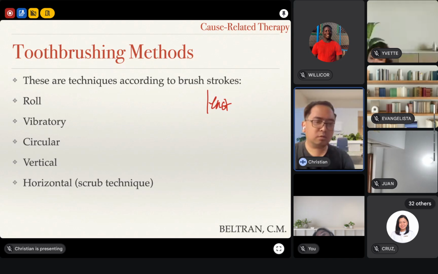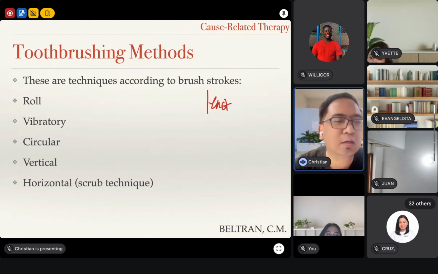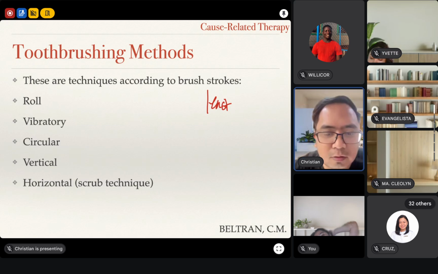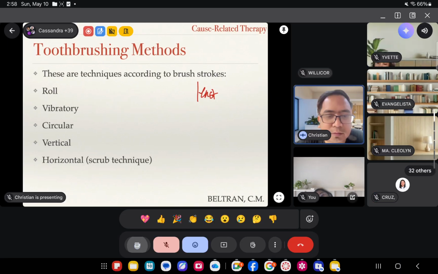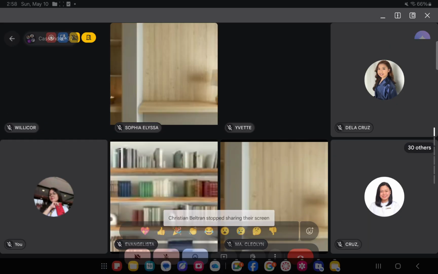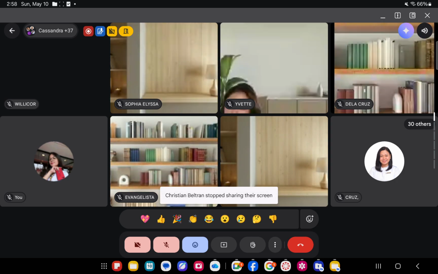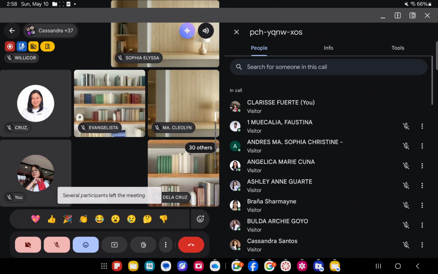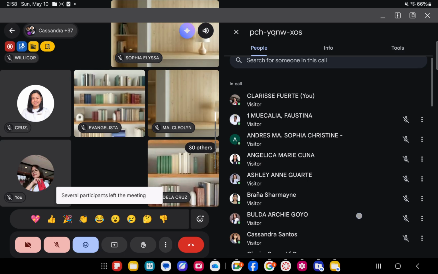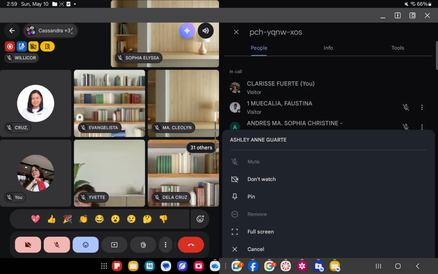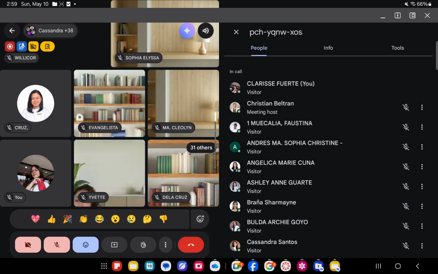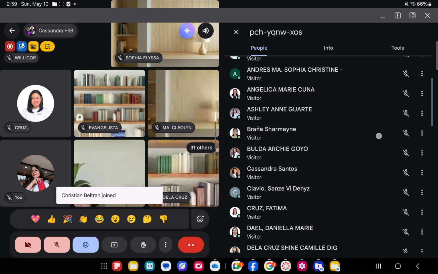Meron pa naman ako internet. Wait lang ha, I'll just log out ha. Kasi ayun no, may ikot-ikot lang siya. Wait lang. Log in lang ulit ako ha. Okay, better.